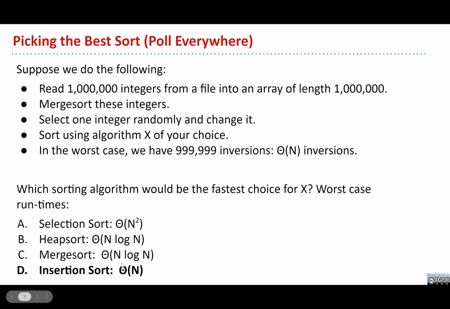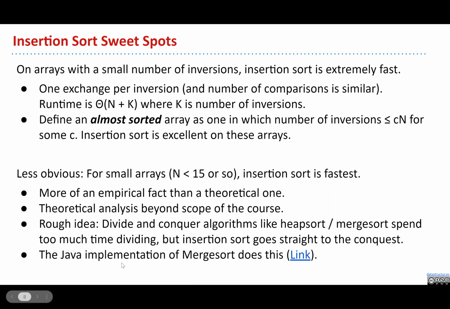Insertion sort's going to be fast. Okay. So more generally, on an array with a small number of inversions, remember an inversion is a pair of items that are out of sorted order, insertion sort's going to be very fast.